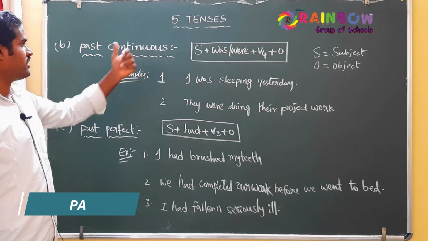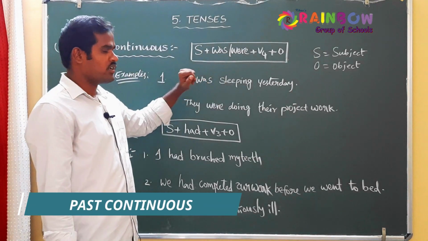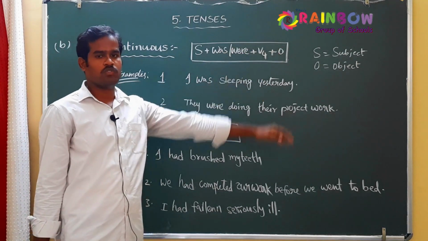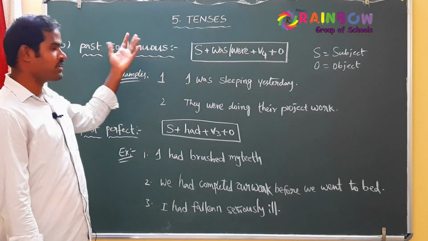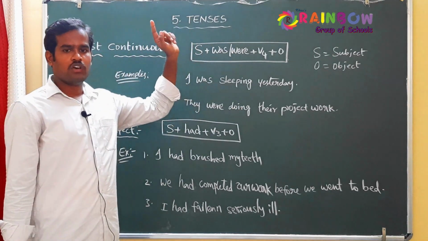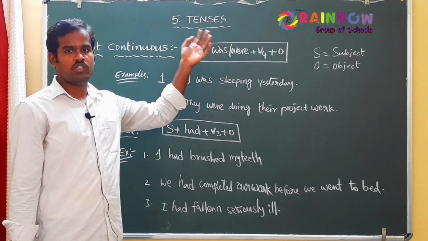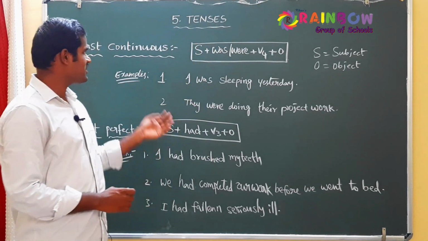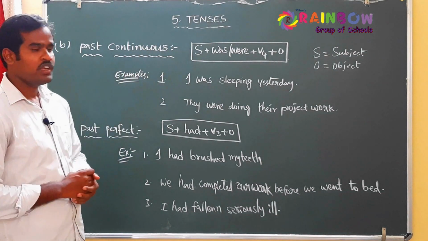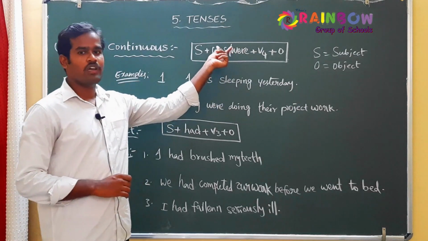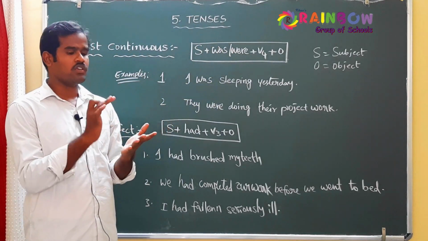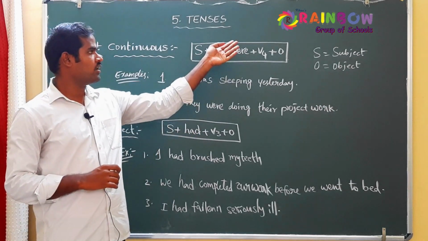So the second one, past continuous. The structure is subject plus was or were plus V4 plus object. Do you remember the structure of present continuous? What was it? Subject plus am or is or are plus V4 plus object, as we have discussed earlier. What is the difference between present continuous and past continuous? In the structure, the only difference is that we have changed the helping verbs. Instead of am, is, are, now we use was or were.